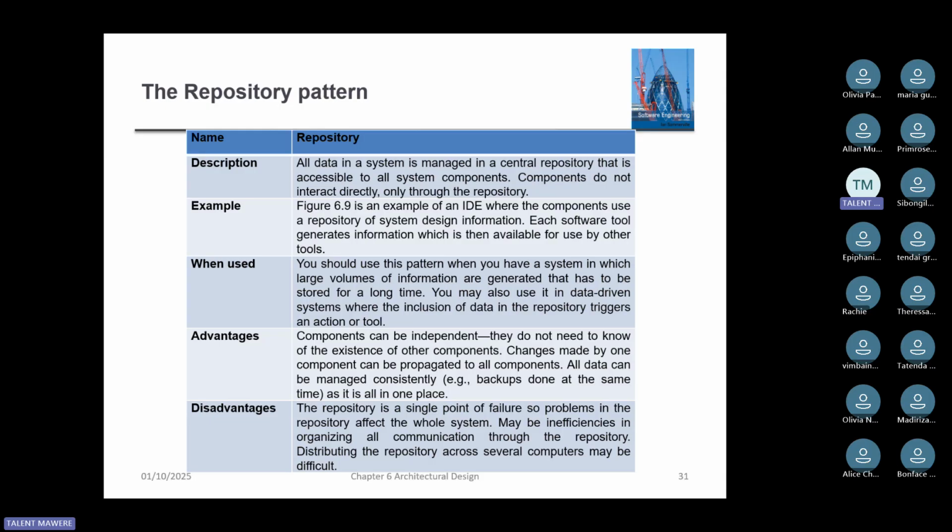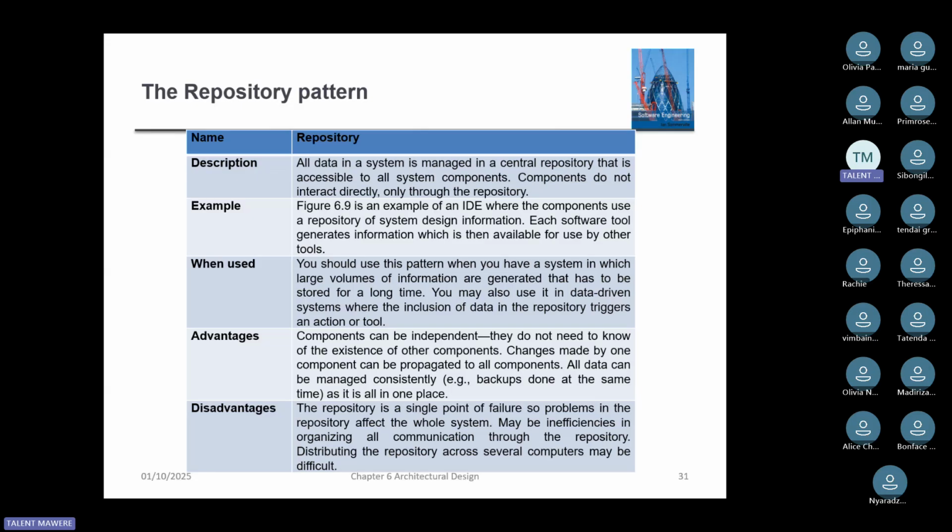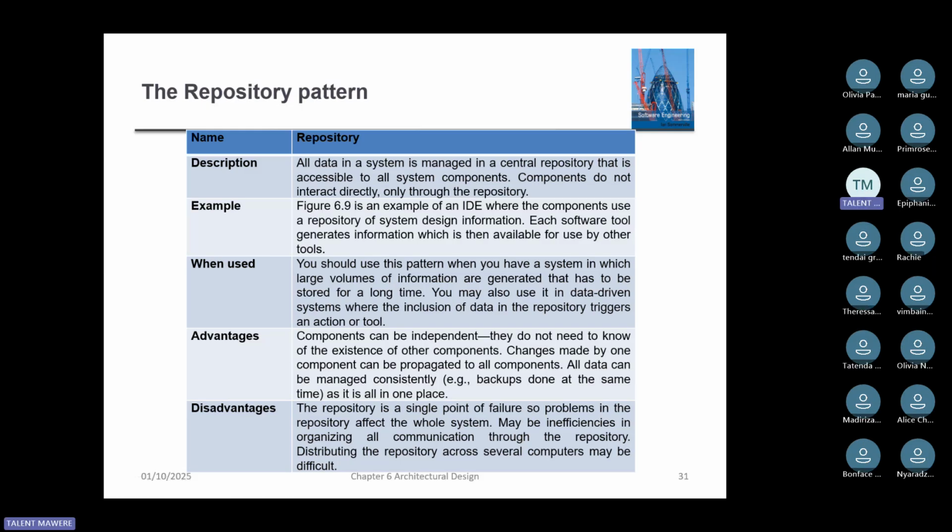The system is designed in such a way that subsystems are completely independent from other subsystems. So other subsystems do not need to know the existence of any other subsystems when being developed. Even changes that are made to components or subsystems do not affect others because these subsystems only interact with the repository or with the database. All data can then be managed consistently as the data is in one place.